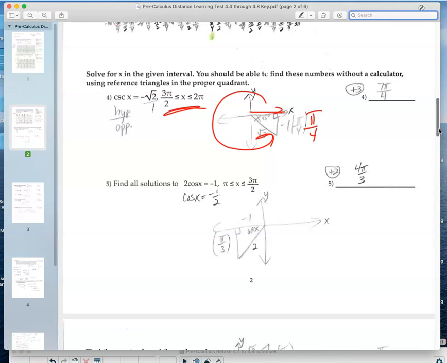Number 5, 2 cosine of x equals -1. Well, hopefully the first thing you did was divide that by 2, and you think, oh, I need a triangle with a 1 and a 2. That's going to be a 30, 60, 90. And you can't see my x-axis here, but there it is.